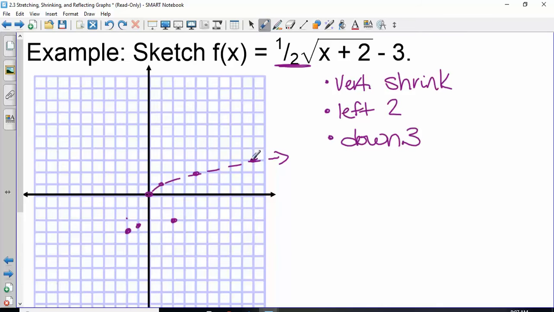Here your y value is 3. If you took that times 1/2, it would be 1.5. Left 2, down 3. So we get our same graph, but it's a little bit shorter and it's been moved over.